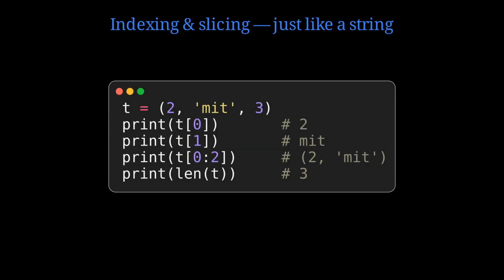The remaining operations are ones you already know from strings, so let's move quickly. We use square brackets to index into a tuple, and the indexing starts at 0. For our tuple, position 0 gives us 2, and position 1 gives us the string meet. We can also slice a tuple exactly like a string, asking for the slice from index 0 up to, but not including, 2 hands back a smaller tuple containing 2 and the string meet. And we get the length with the len function, which counts the elements, here 3. Same brackets, same slicing, same length you already used on strings.